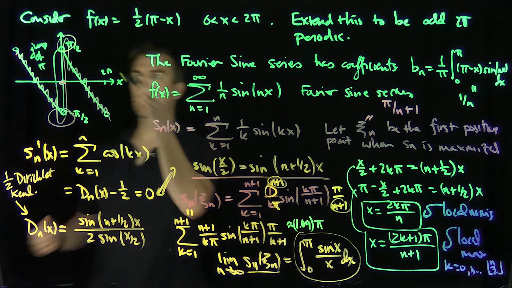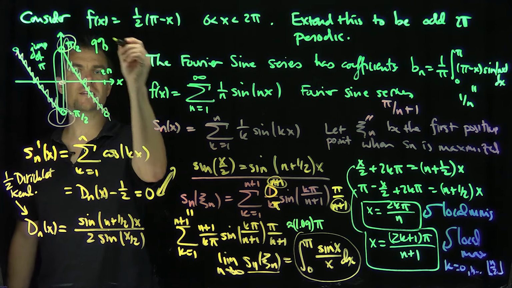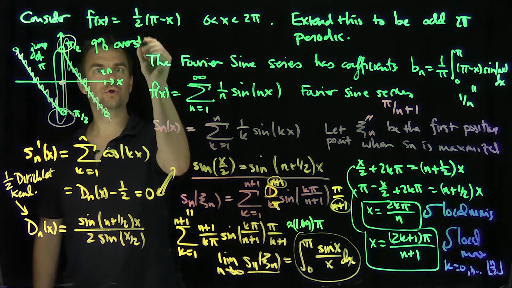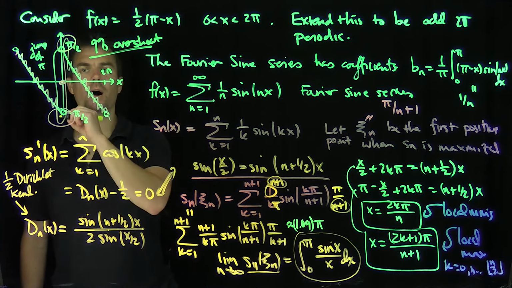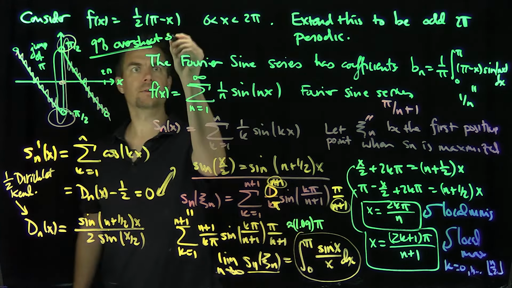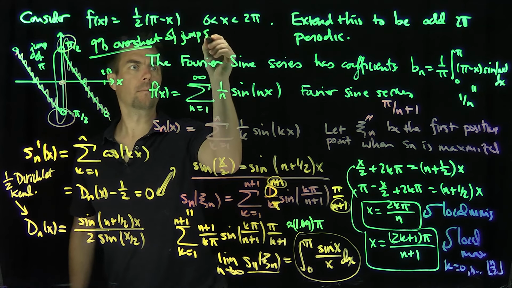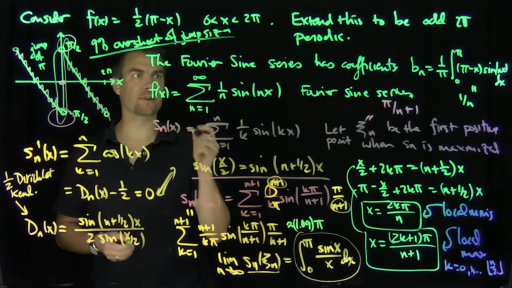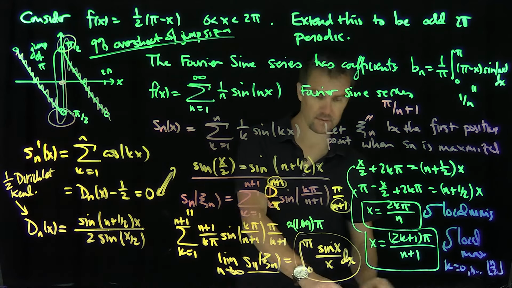And so that corresponds to what? That corresponds to a 9% overshoot, because it's 9% more of the actual jump size. And that 9% overshoot is known as the Gibbs phenomenon. So this is the Gibbs phenomenon.